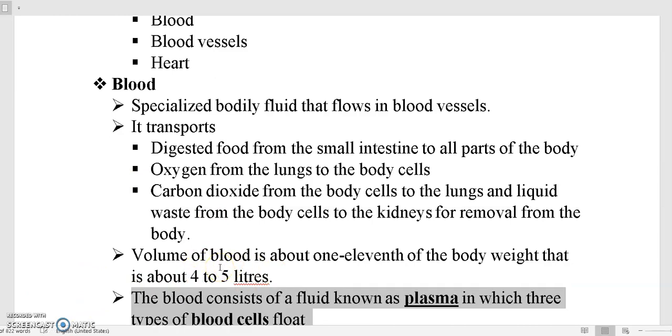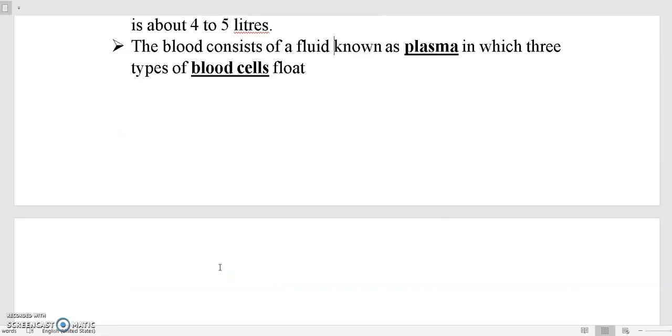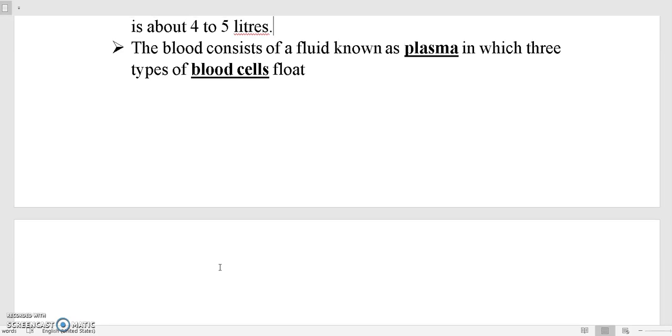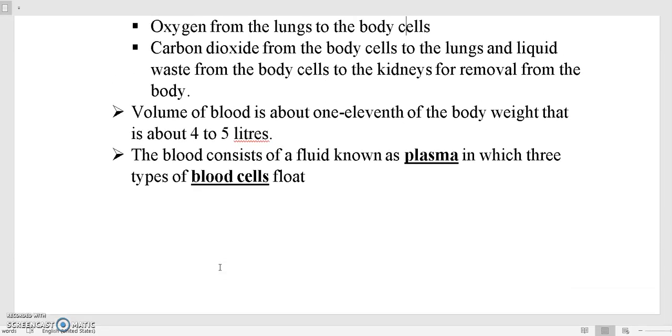And the next thing is, this blood consists of a fluid known as plasma. In this plasma, there are 3 types of blood cells present, and these blood cells are floating in the plasma, right? About these we will talk in our next video.